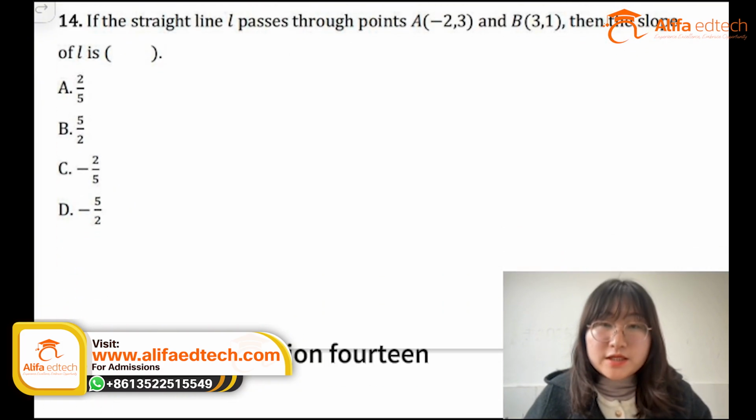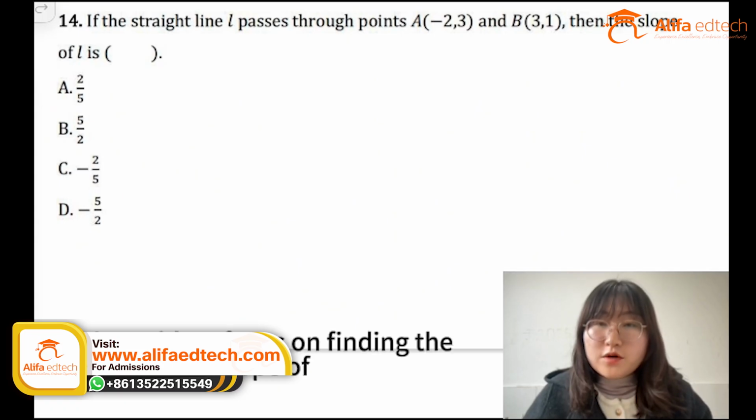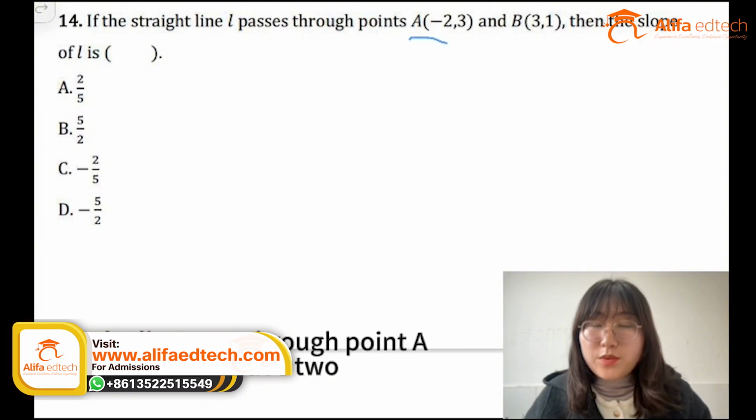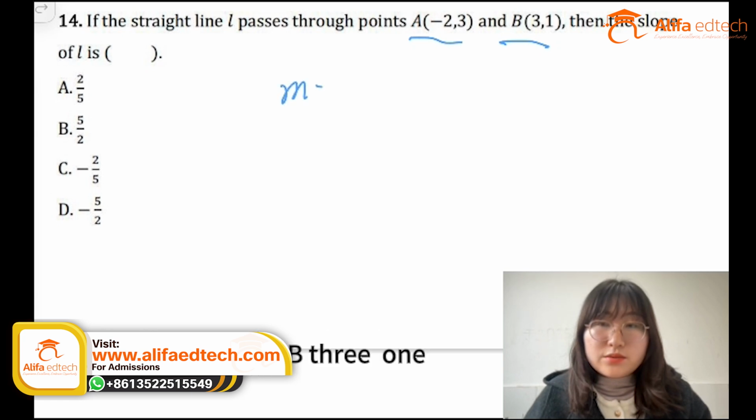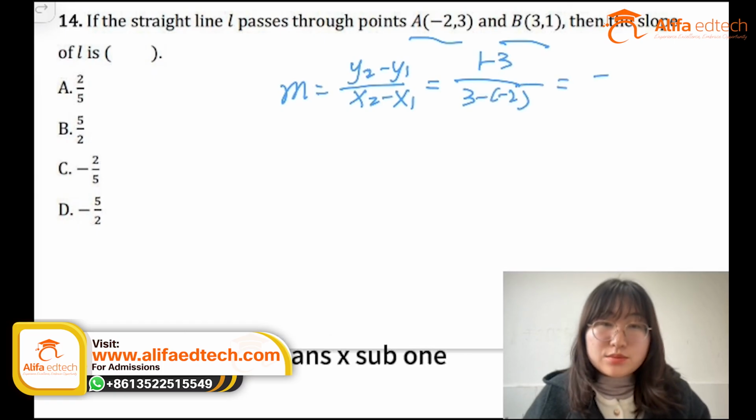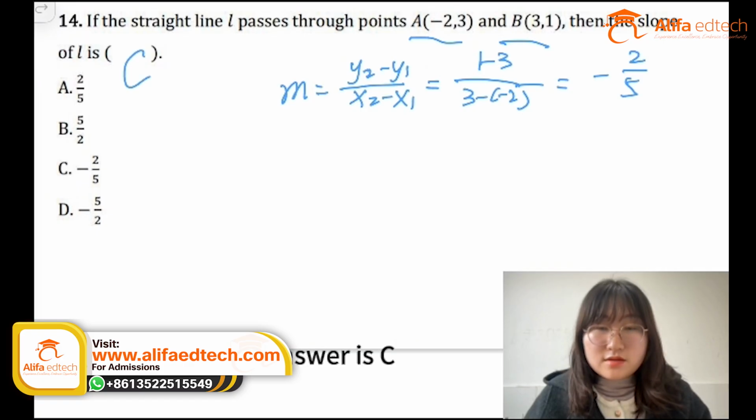Moving to question 14. This problem focuses on finding the slope of a line given two coordinate points. The line passes through point A (-2, 3) and point B (3, 1). Let's recall the slope formula. Slope equals (y2 minus y1) over (x2 minus x1). Plugging in our numbers, the slope is -2/5. The correct answer is C.